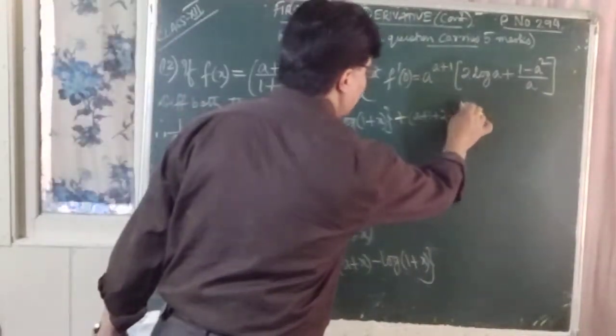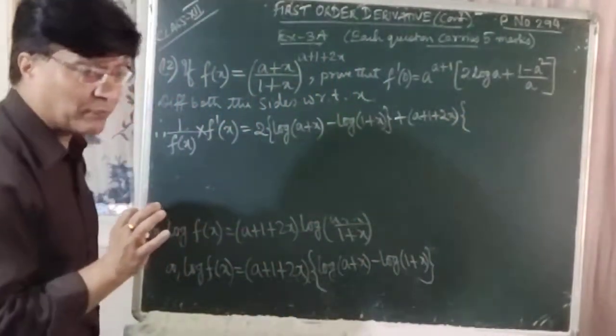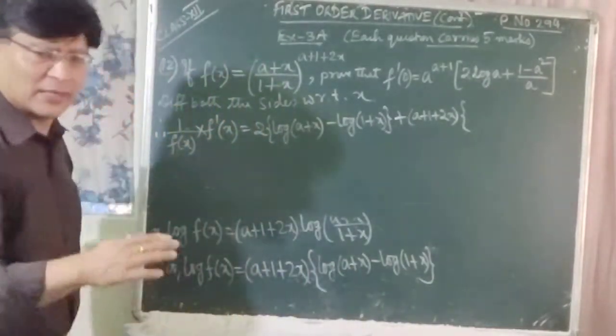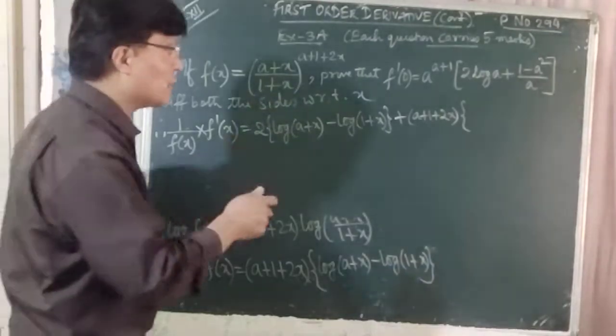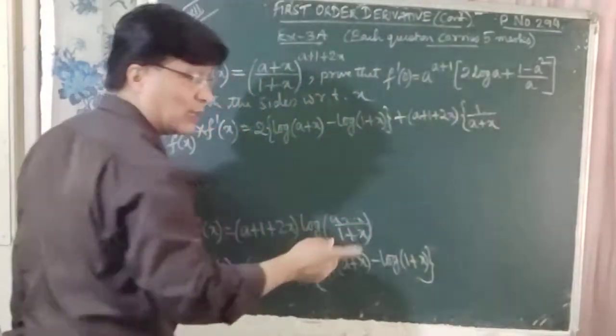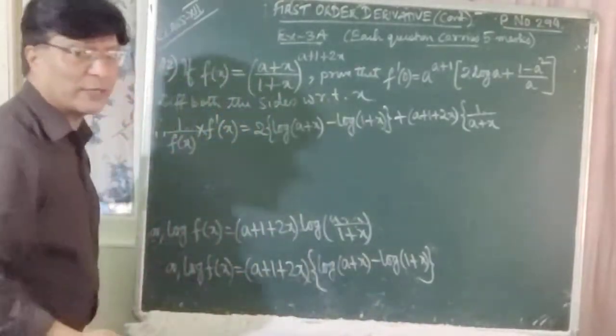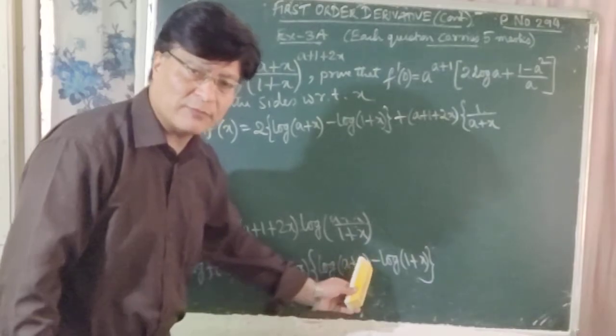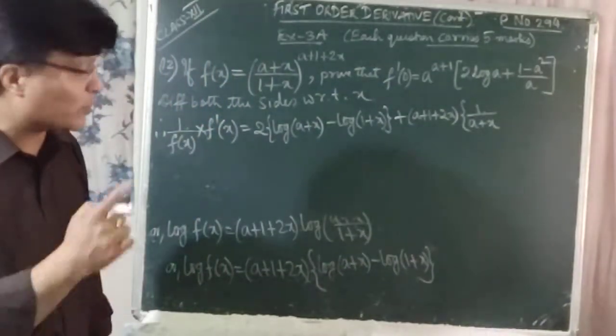Now within second bracket, we have to differentiate the first function within second bracket. That is, what is the differentiation of log of a plus x? That is also log x form, so it is 1 upon x, but here it is 1 upon a plus x. Again differentiate a plus x with respect to x. That is always 1, because for a it is 0 plus for x it is 1 always. So 0 plus 1 is 1.